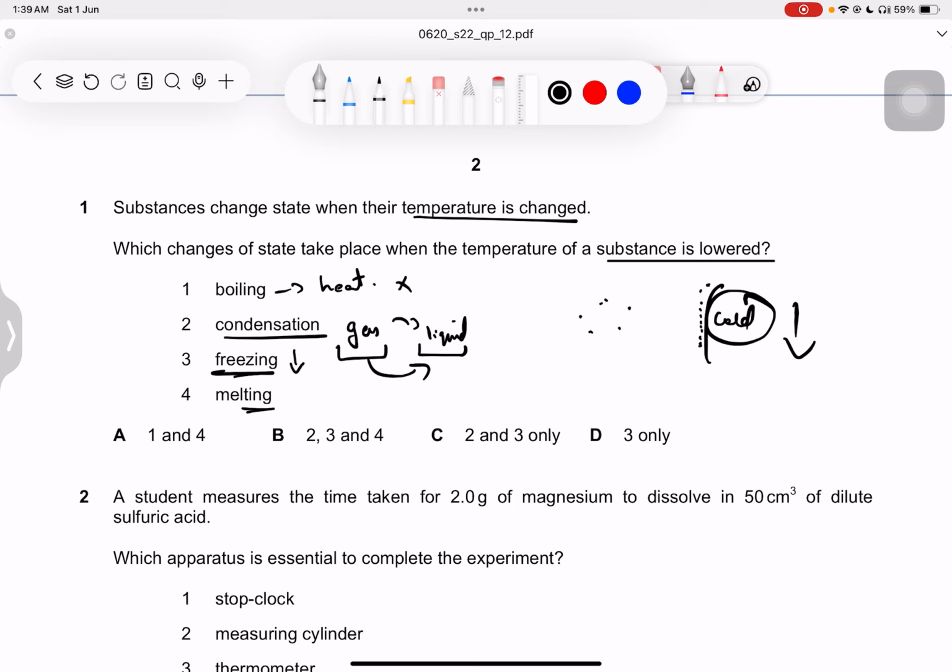In melting, we bring the ice cube out of the refrigerator and the ice cube melts. So what happens is we increase the temperature. So in 2 and 3 the temperature is being decreased. So option C is correct.